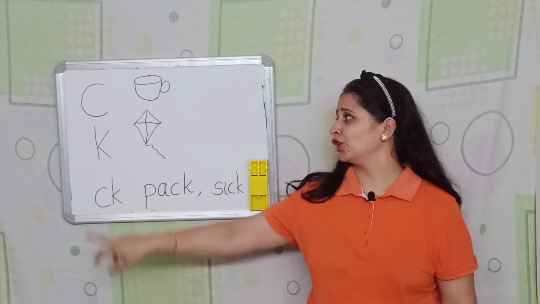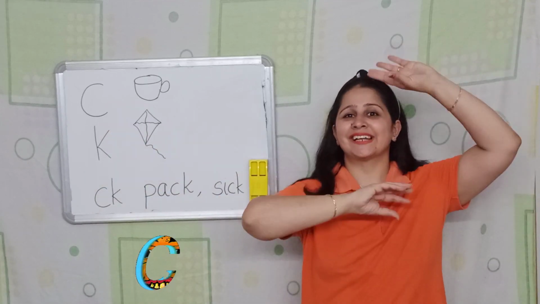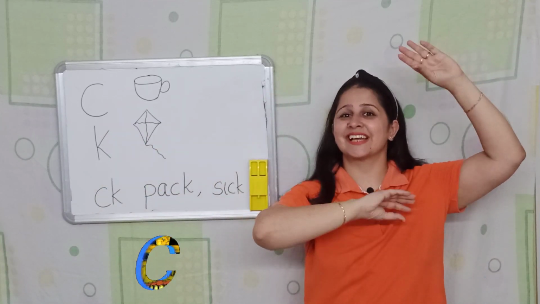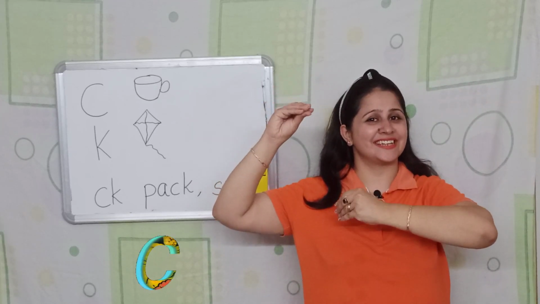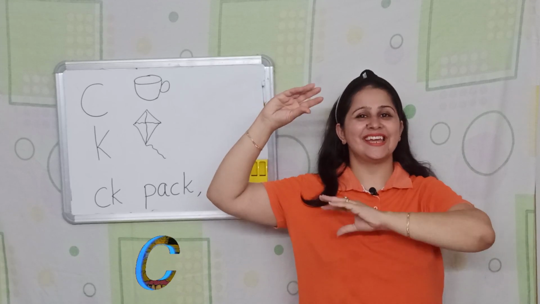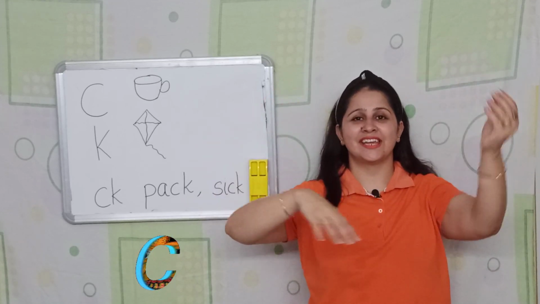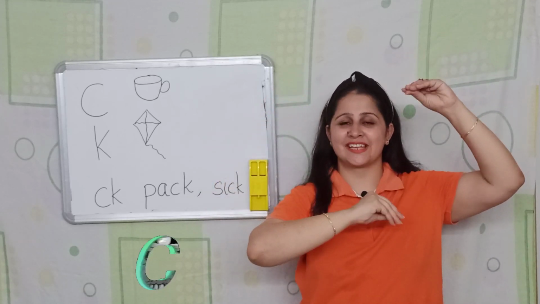Let's start with the jingle of C. We are clicking castanets. We are clicking castanets. We are clicking castanets. Clicking castanets. We are clicking castanets.